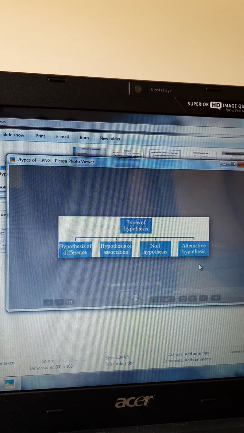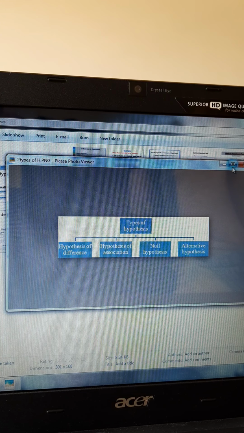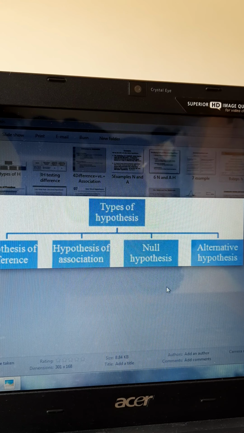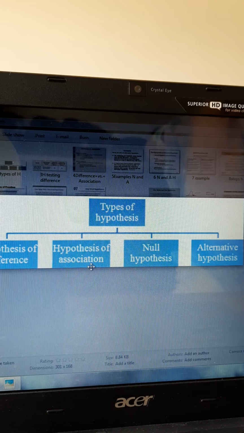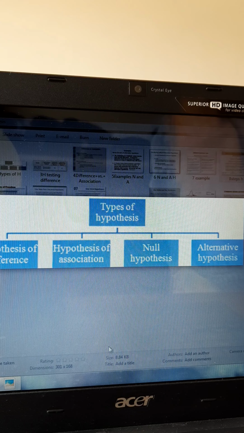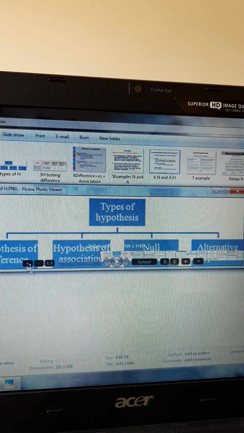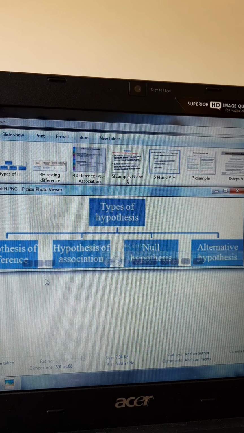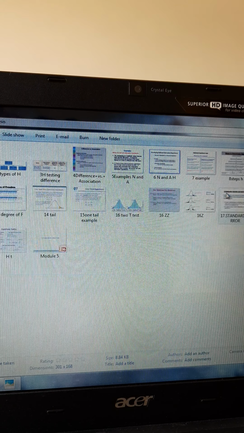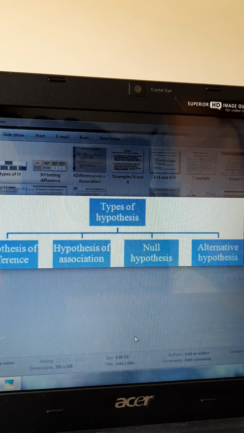Next one is what are the types of hypothesis. If you look at the various types, you have a hypothesis of difference, hypothesis of association, and null hypothesis and alternate hypothesis. So we will see each one of these. What is hypothesis of difference? Some examples we'll see. Hypothesis of association, null hypothesis, alternate hypothesis. As I mentioned, you all already know this, but we are just repeating these aspects.